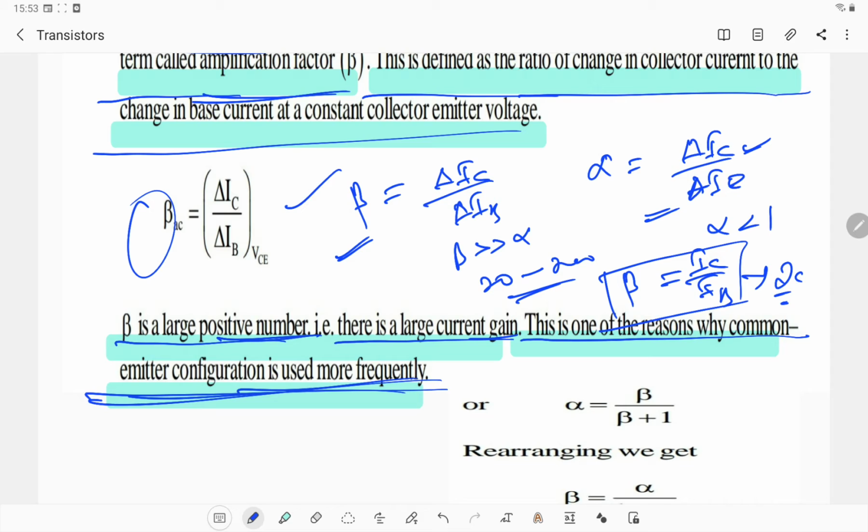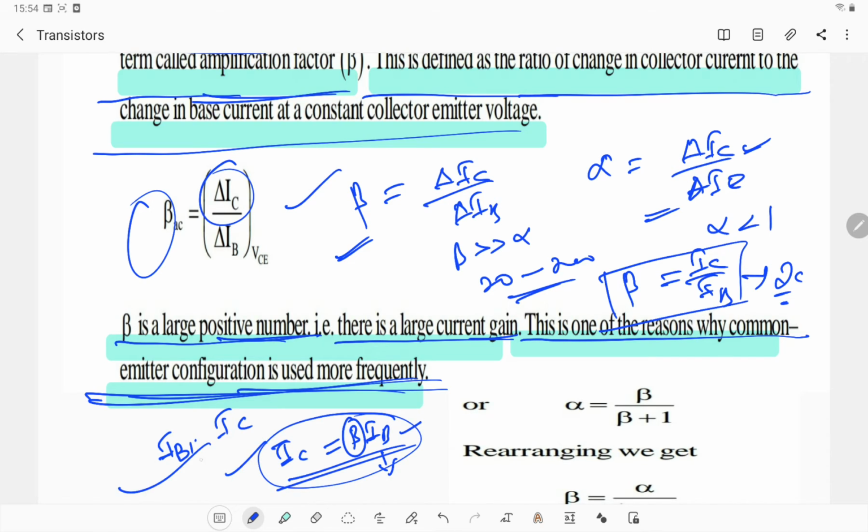Therefore, if less current is given, the current in the base input circuit is IB and the collector current in the output circuit is IC. Therefore, IC is equal to beta into IB. If IB is very small, meaning less current is given to the input circuit, IC increases beta times. Therefore, we can get a larger collector current. This is the reason it is used for current amplification, as a current amplifier.